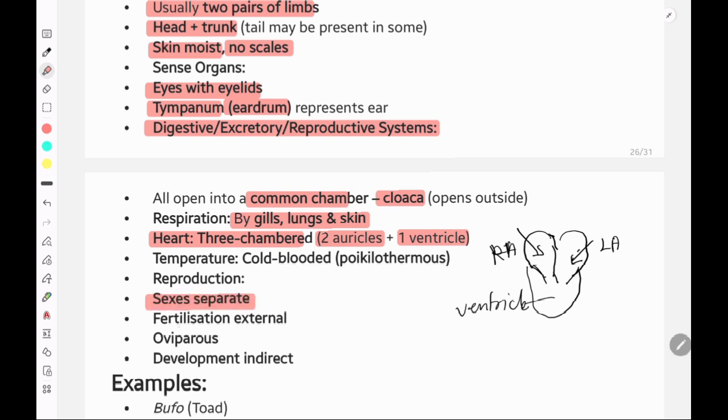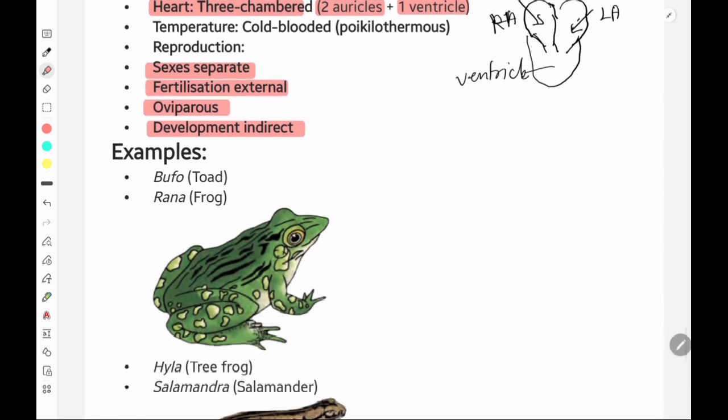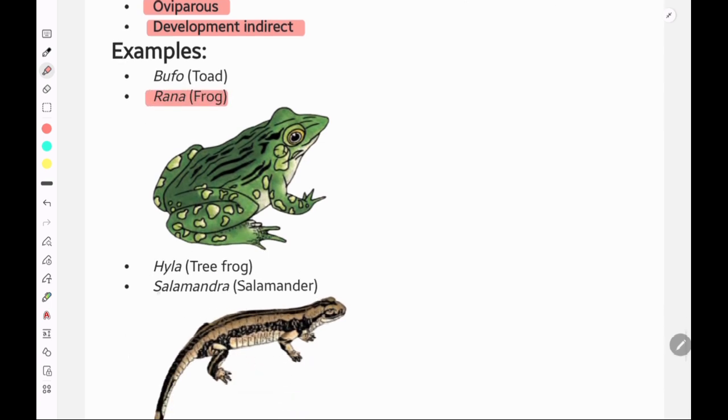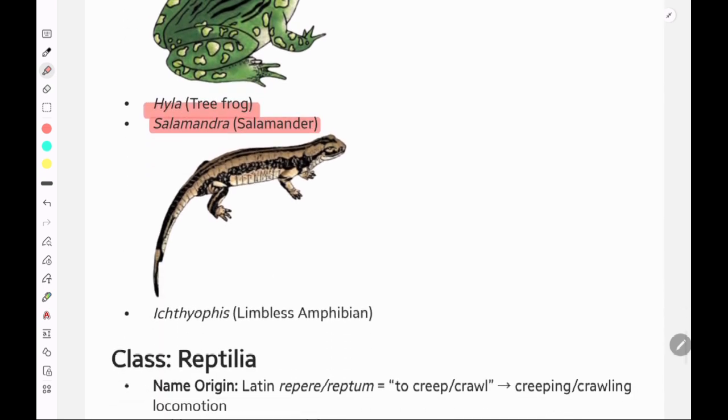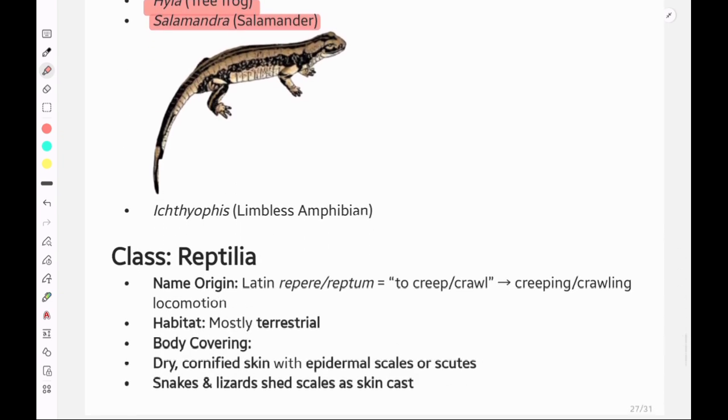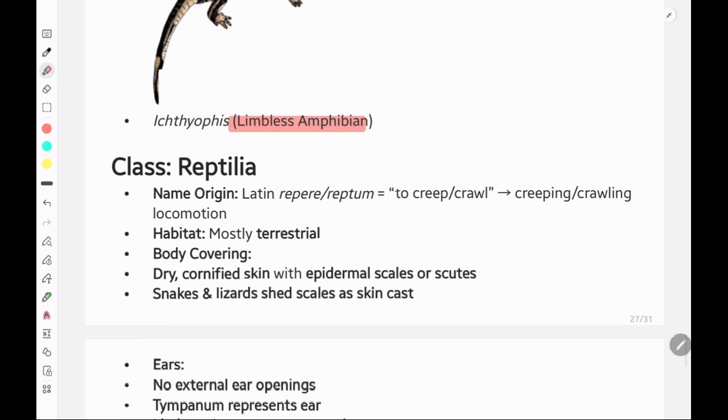They have separate sexes. Fertilization occurs outside of the body and they are oviparous. Development is indirect, meaning they produce larvae. Examples are Rana tigrina, as you have known earlier, the salamander, tree frog Hyla, and Bufo the toad. There is a difference between toad and frog, and there is a limbless amphibian.